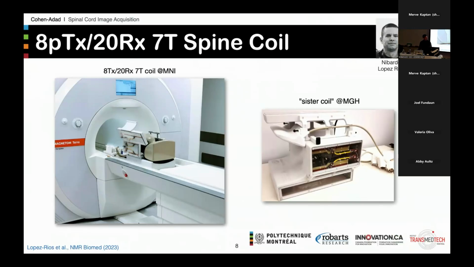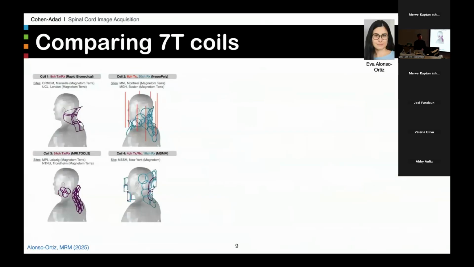And then we got a lot of discussions with the spinal cord community, like: I'm getting a new 7T scanner, I'm not really sure what coil I should get. Do you have some ideas? There's MR Tools, there's Nova Medical, and there's Rapid, and so we decided to do a traveling spine study.